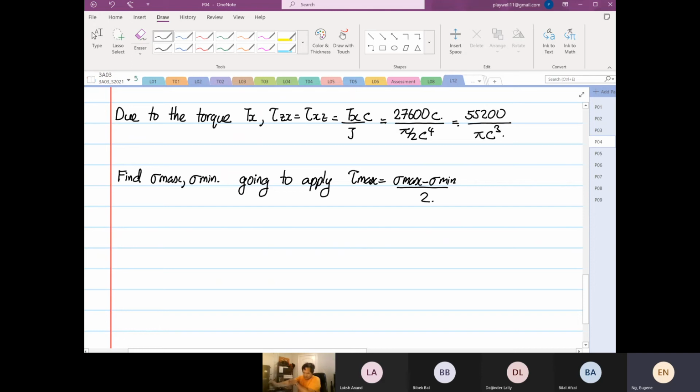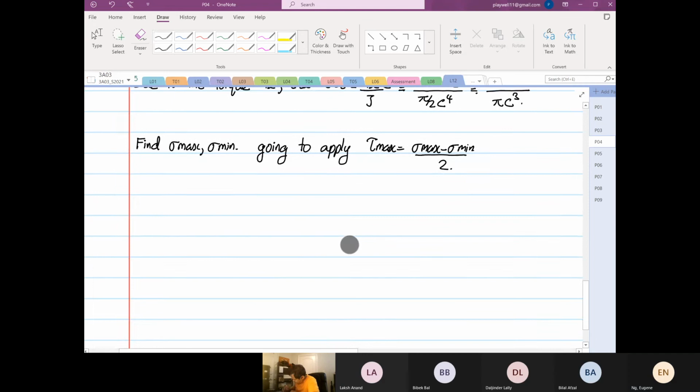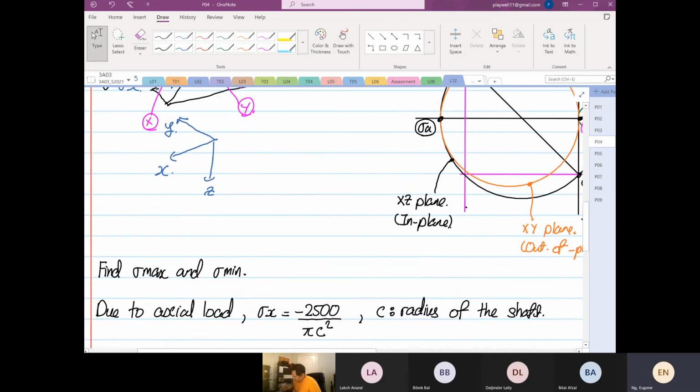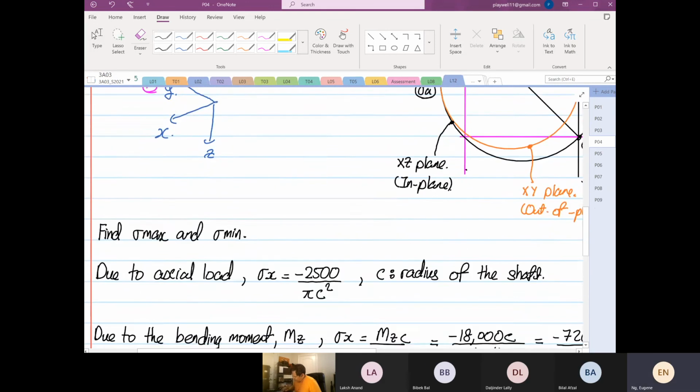So like before, we are going to find the center of the circle, which corresponds to our stress average. Stress average will be equal to stress X plus stress Z divided by 2. And we know, based on the element that we drew before, that stress Z is equal to 0.